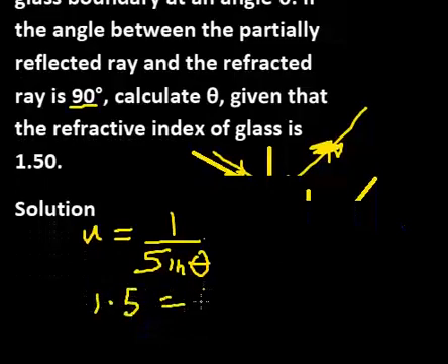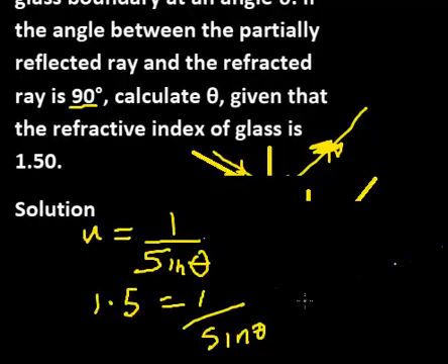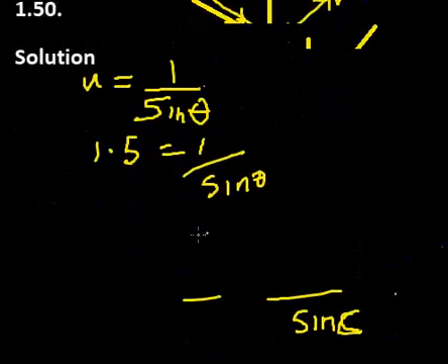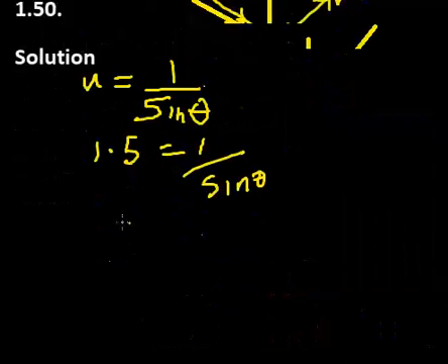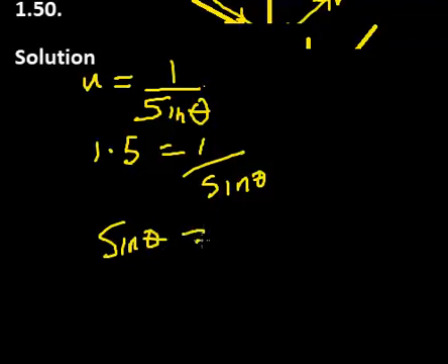So I'm going to have 1.5 equals 1 all over sine theta. If I actually want to get sine theta, all I need to do is find the reciprocal of sine theta, right? So I will invert it. That will be sine theta now. If I invert it, I also have to invert this. That will be 1 all over 1.5.